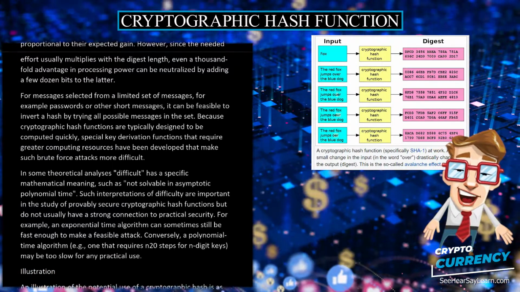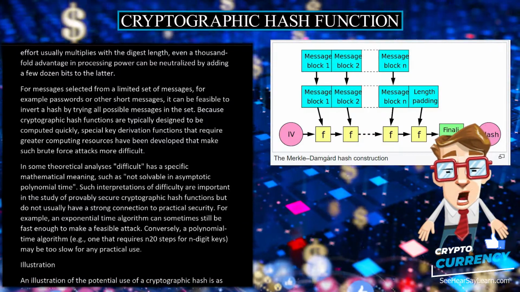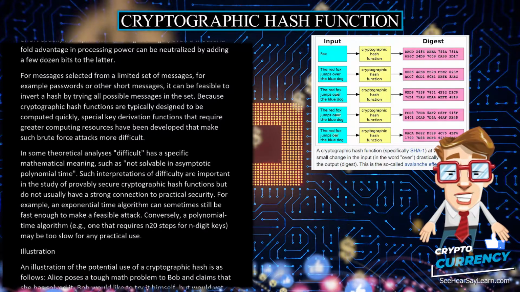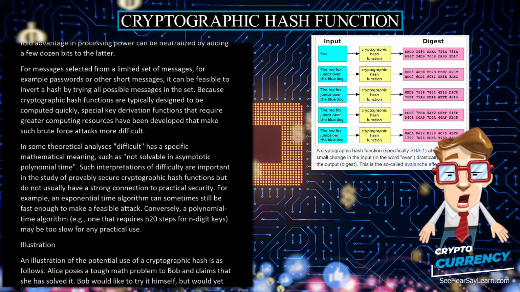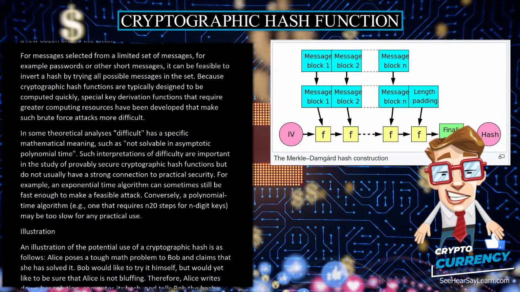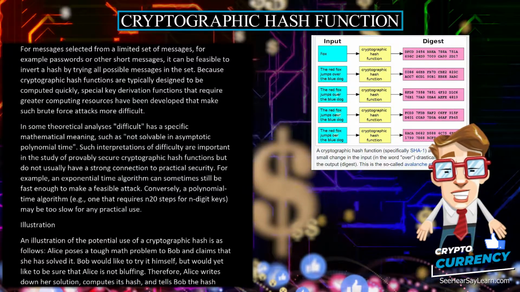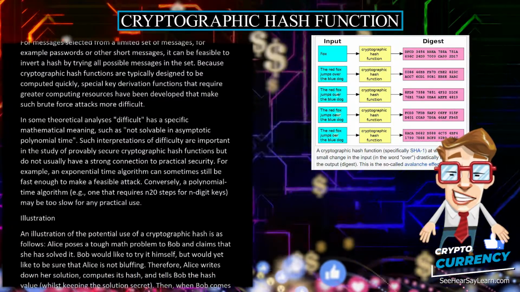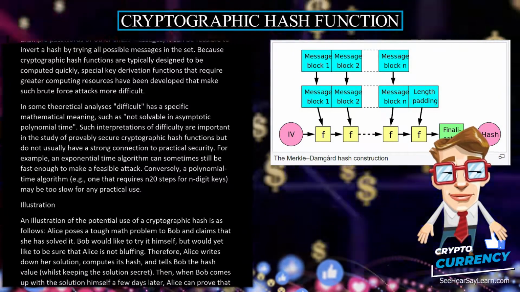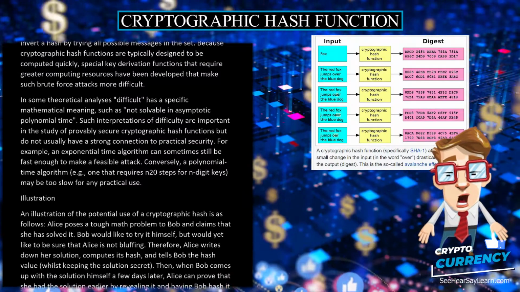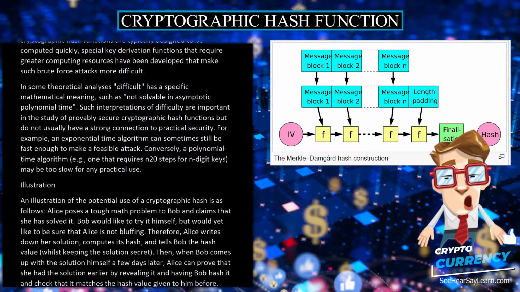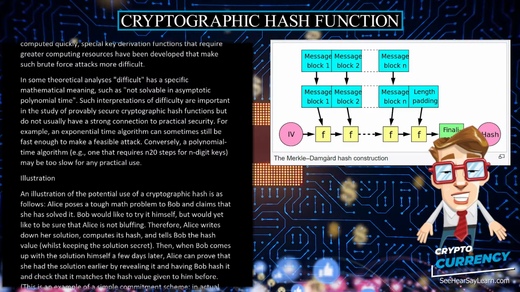In some theoretical analyses, difficult has a specific mathematical meaning, such as not solvable in asymptotic polynomial time. Such interpretations of difficulty are important in the study of provably secure cryptographic hash functions but do not usually have a strong connection to practical security. For example, an exponential time algorithm can sometimes still be fast enough to make a feasible attack. Conversely, a polynomial time algorithm, for example, one that requires n^20 steps for n-digit keys, may be too slow for any practical use. Illustration.